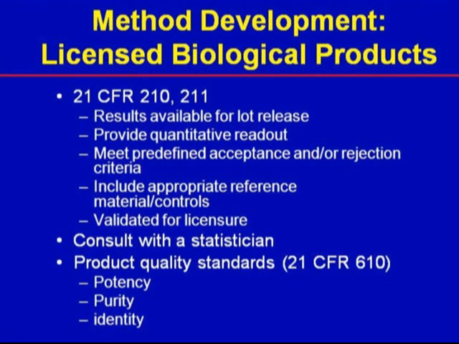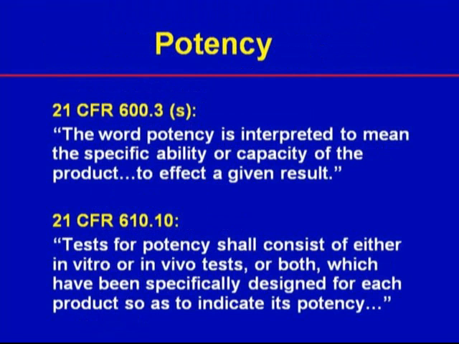In addition to complying with CGMPs, biologics must also meet product standards described in Part 610, which include tests to measure potency, purity, and identity. Potency is defined in Part 600.3 as follows. The word potency is interpreted to mean the specific ability or capacity of the product to affect a given result. Tests for potency are defined in Part 610.10, which states that tests for potency shall consist of either in vitro or in vivo tests, or both, which have been specifically designed for each product so as to indicate its potency.